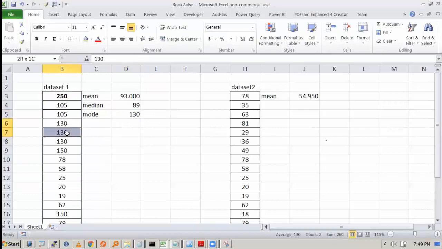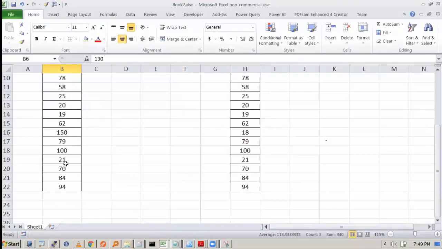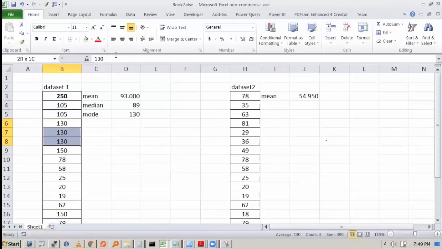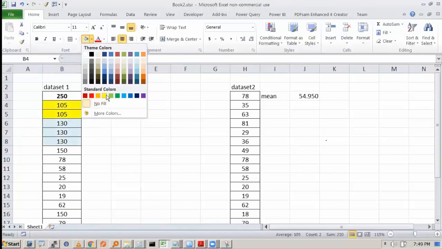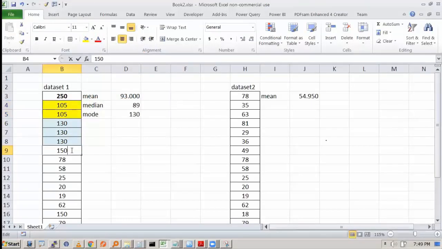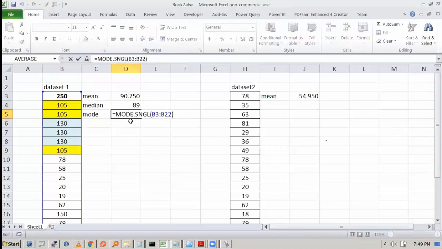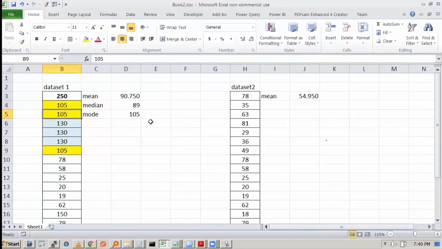But see how many 130s we have: 130, 130, 105, we have also 3. So 130 is 3 times. 105 is also 3 times. No, 105 is 2 times, but let's make this 105. So you have seen I have made this 105, and this has given the answer as 105, even though 130 is coming 3 times and 105 is coming 3 times.